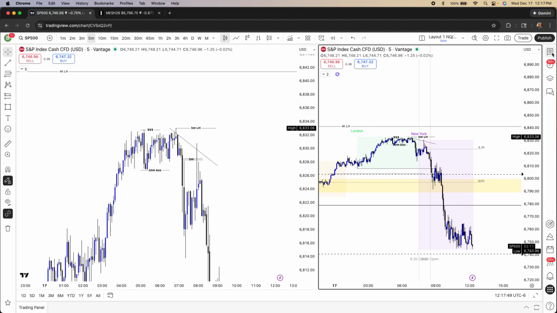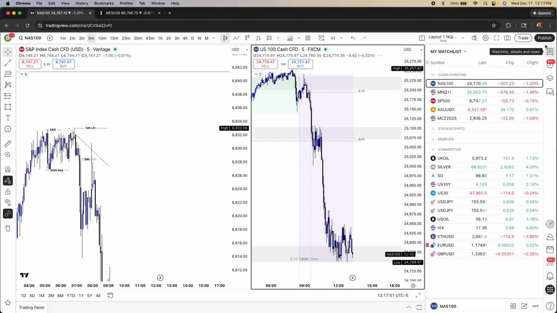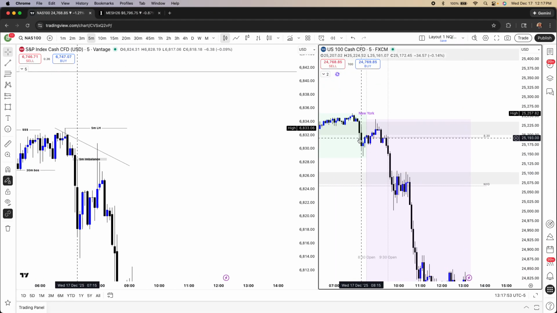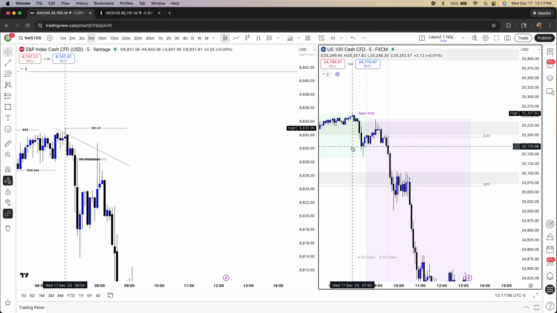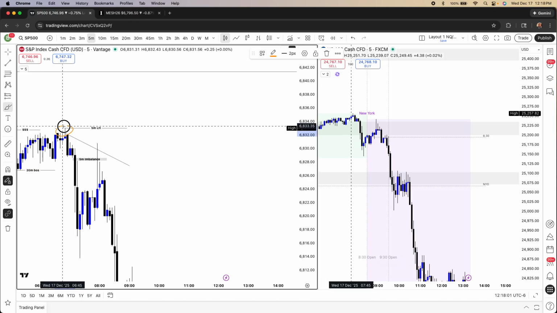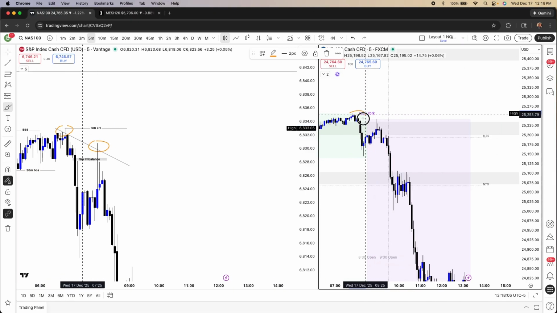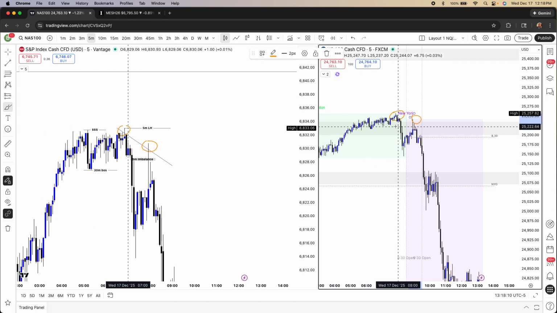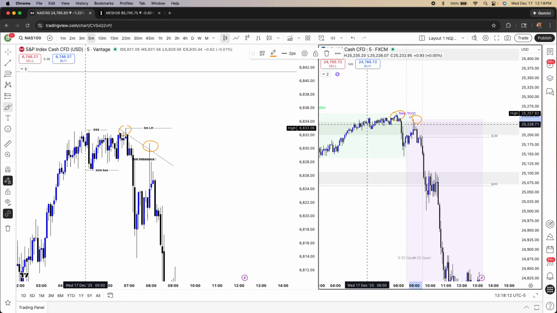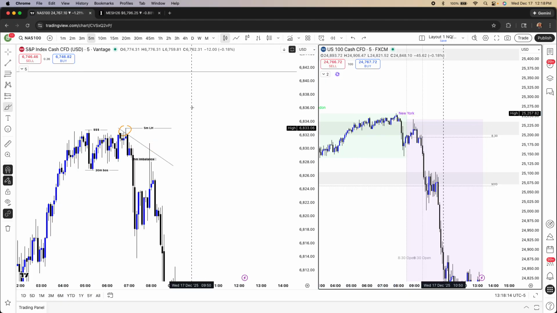So this is the S&P. Let's go to NAS. And let's see if there was any type of SMT. So there was no SMT today at the highs. You can see right here is the S&P high. Right here is the other high. And then same thing for the NASDAQ. So no SMTs were happening at that moment. None over here either. So all good.